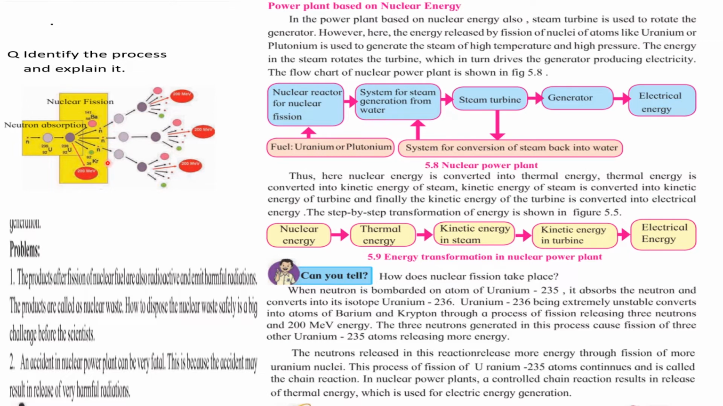Along with this, 3 neutrons are released and 200 megawatt energy is released. The neutrons released in the radioactive reaction release more energy through the fission of more uranium nuclei. The process continues with uranium 235 atoms and it is called a chain reaction. But in the nuclear power plant, it is a controlled chain reaction, resulting in the release of thermal energy, which is used for the generation of electric energy.